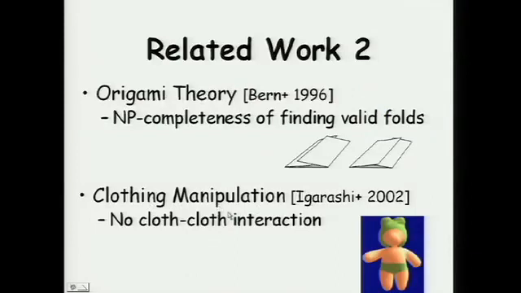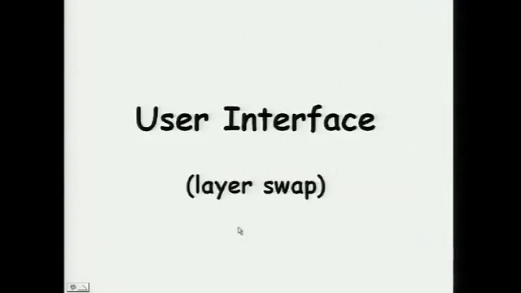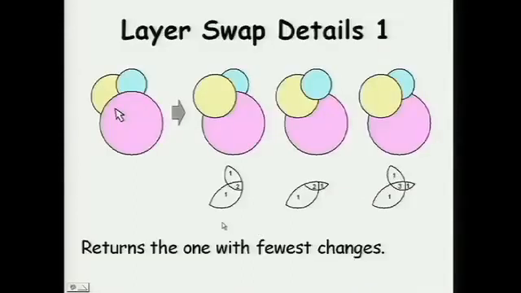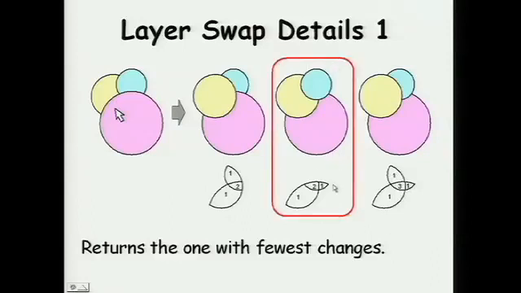So let me introduce the user interface first. Now the details. If you click here, the semantics of the user request is to swap layers between yellow and purple. But there are many possibilities, right? One possibility is to bring yellow to the front, or bring purple to the back, or something else. We internally quantify the number of changes, and then pick the solution with the fewest changes. So this result may not be intuitive at first sight, but as I said, you can just click somewhere else to obtain the desired result.